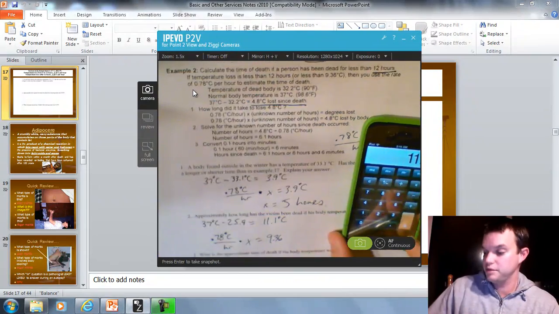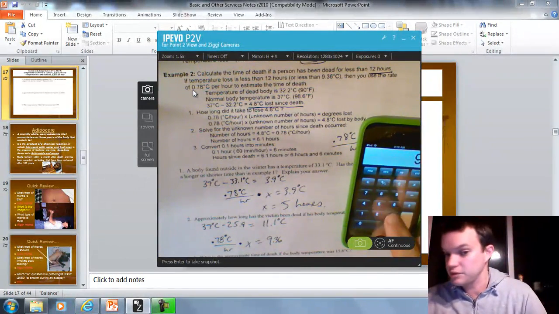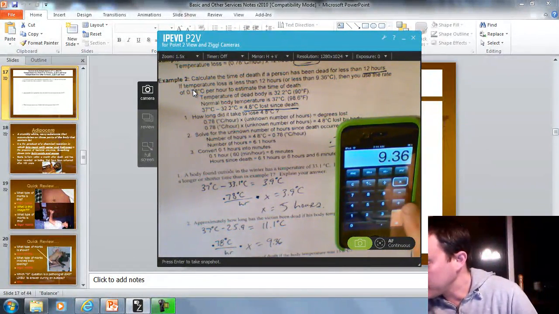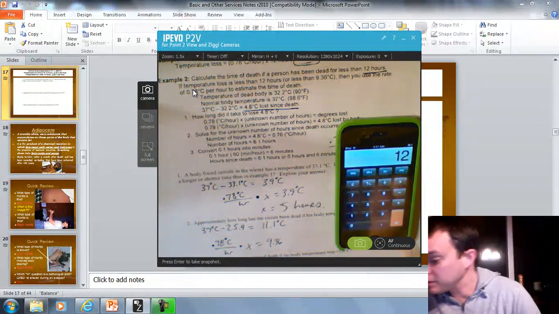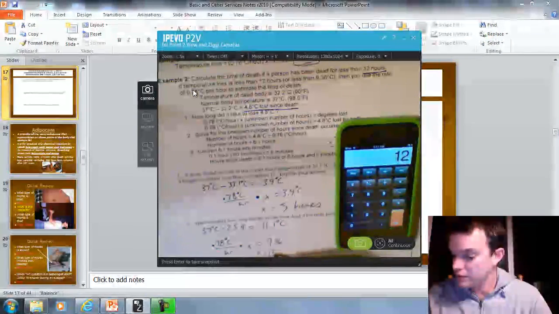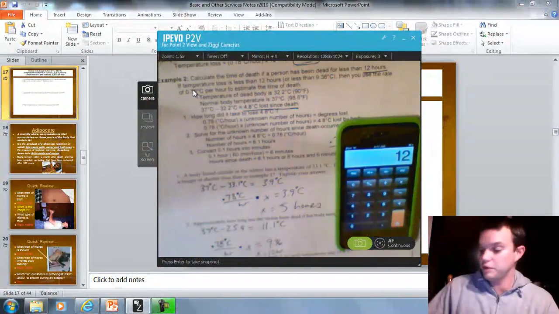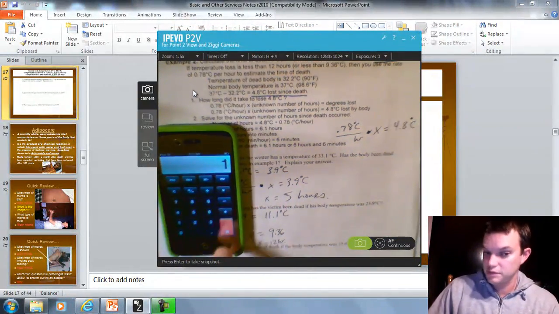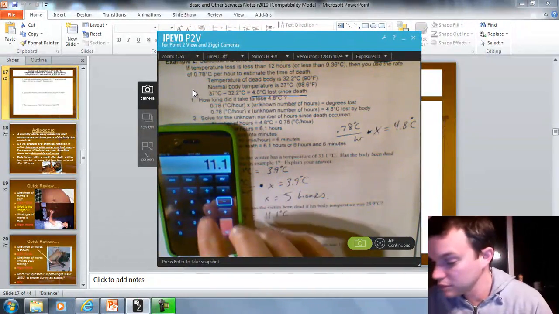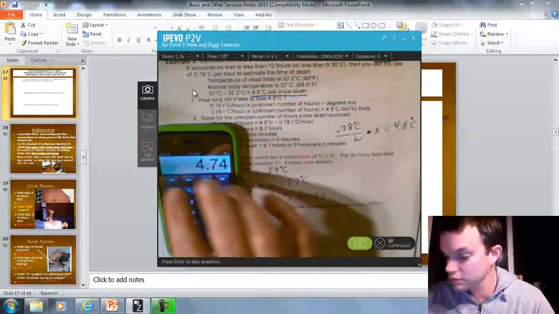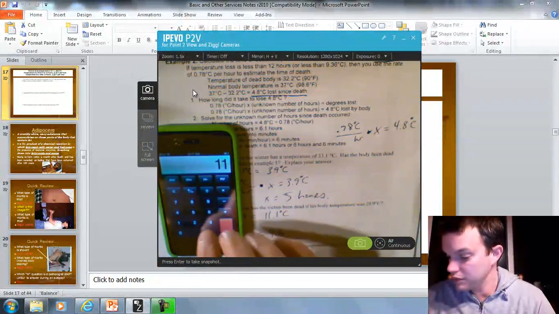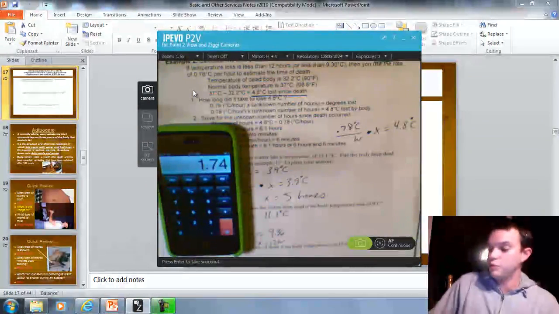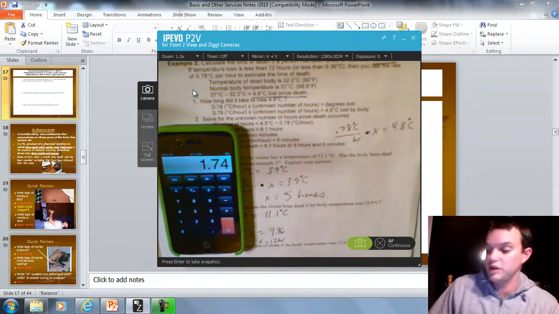All right, I'm going to do my math. Excuse me, divide 9.36 by 0.78. That's going to give me 12 hours. Hey, we should have predicted that because it says 0 to 12 hours. But I still have 11.1 minus 9.36. I still have 1.74 hours I haven't accounted for. Excuse me, degrees that I haven't accounted for.